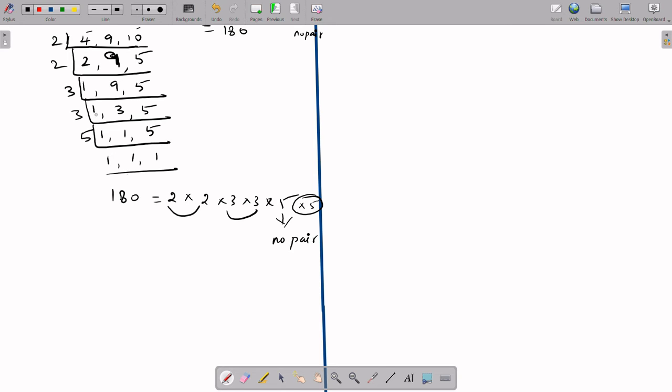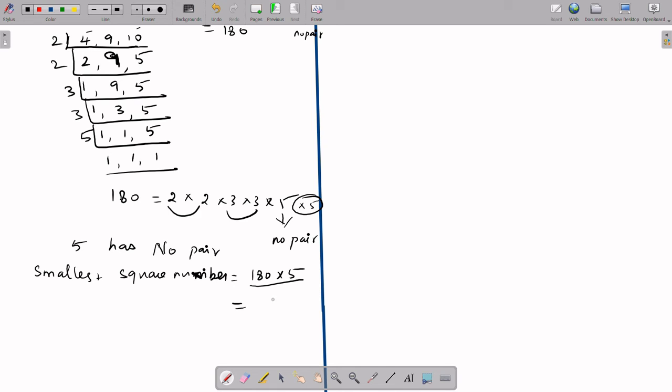Again, this is divisible by all three numbers 4, 9 and 10, and you get the smallest square also. Okay, so here 5 has no pair. That's why the required smallest square number is equal to 180 into 5. You have to multiply, not divide. When you divide, that is not divisible by 4, 9 and 10. So you have to take 180 into 5.